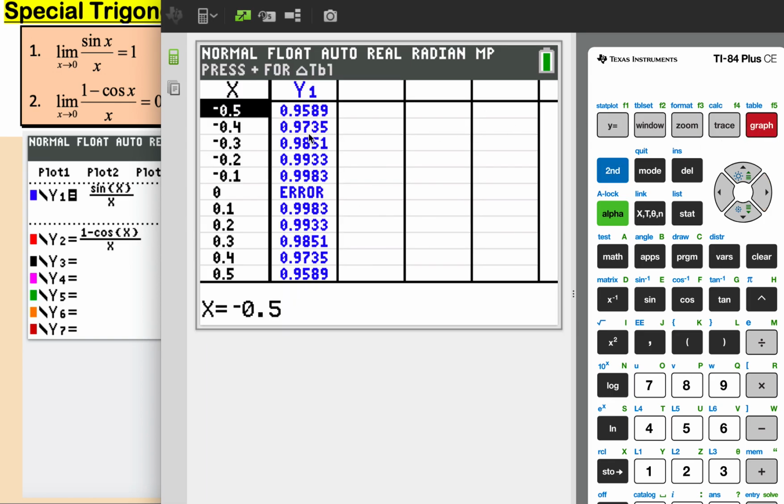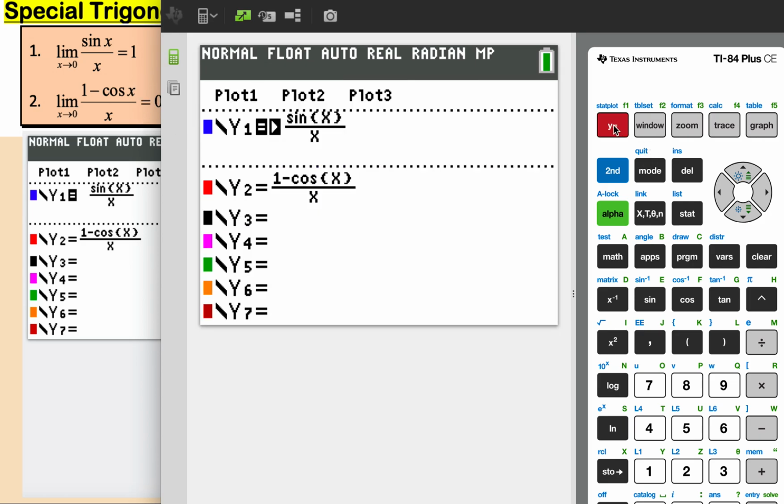It looks like we get an error here, which makes sense because when we get closer to 0, the denominator becomes 0. But the value before and the value after looks like it's getting closer to the number 1, which is what we're saying right here. Okay, let's look at the other limit, which is this one.